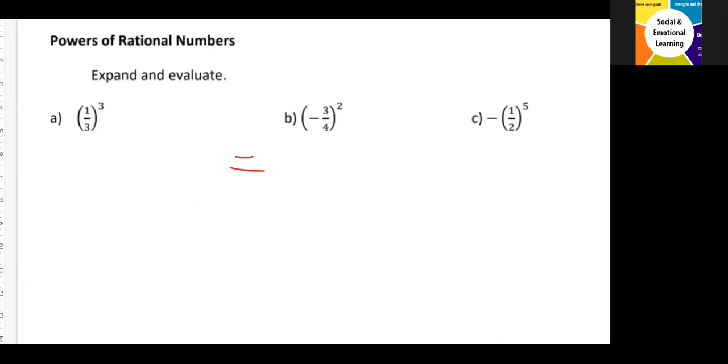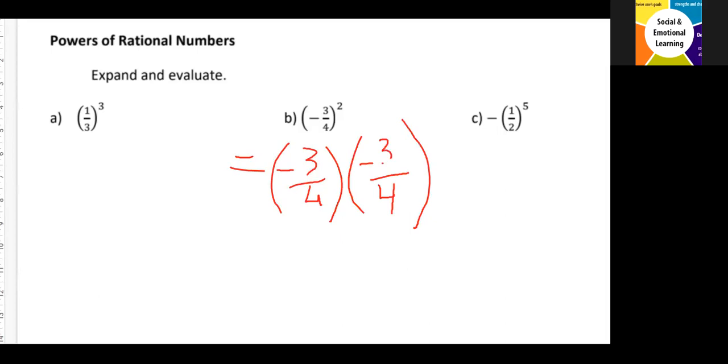So the expanded form of this is 3/4. What about the negative? Is the negative part of the base? The negative is part of the base, so it could cancel out. Oh, you're right. But can I just write it for now, just in case? Okay. But I like how you were thinking. Does it matter if I put the negative in the numerator or in the denominator? No, it doesn't matter. Okay, so keep going, Sophia.